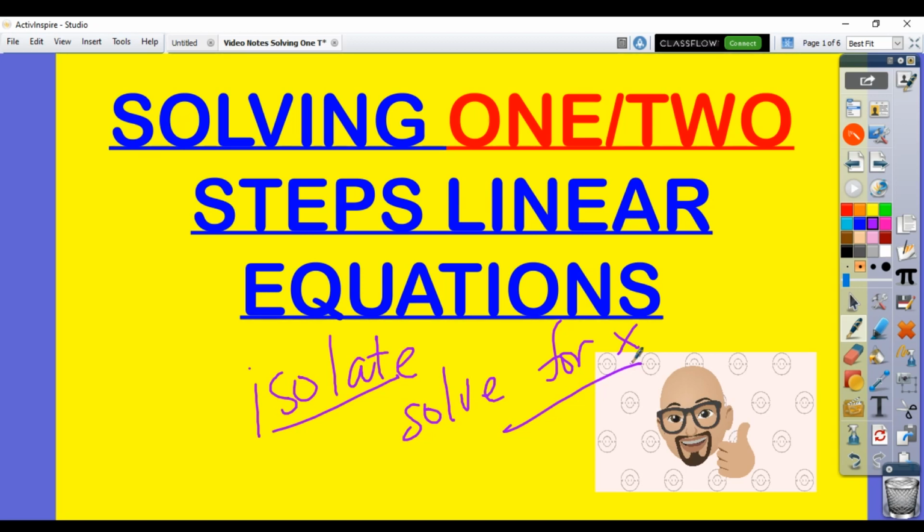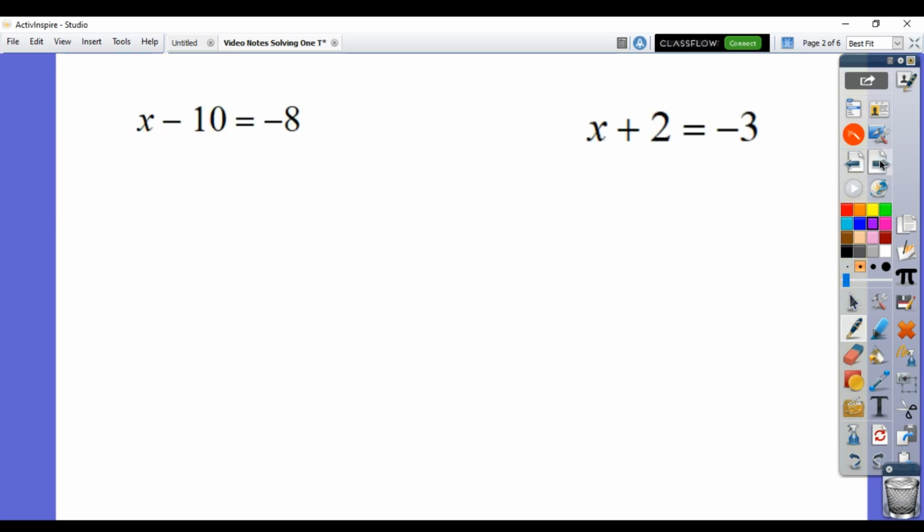Like the basic one: whatever you do on one side of the equation, you have to do on the other side of the equation. You can also use the distributive property, or you can use the opposite operation. Okay, and all of those things will be covered in this video.